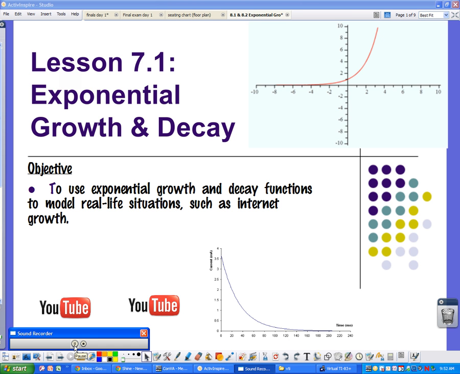Alright, this is lesson 7.1, exponential growth and decay. The objective for this lesson is to use exponential growth and decay functions to model real-world situations such as internet growth.